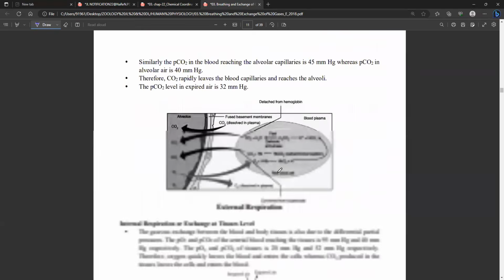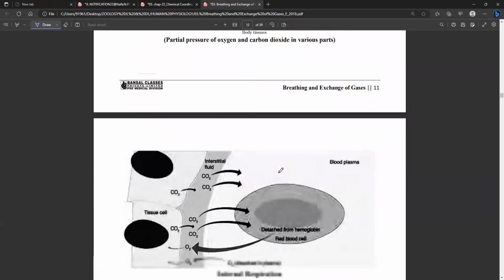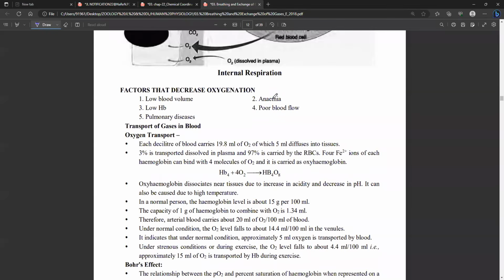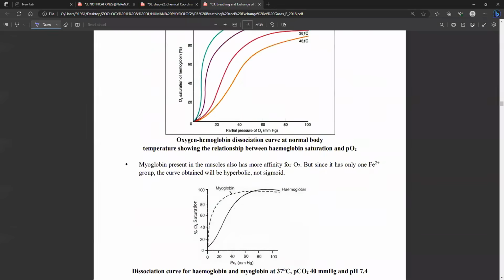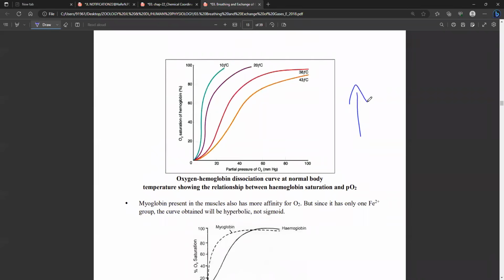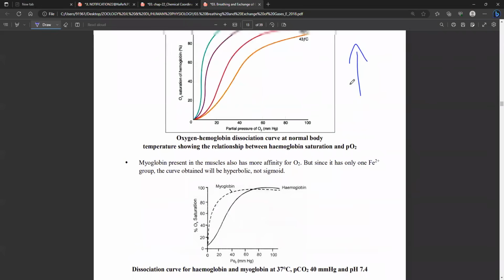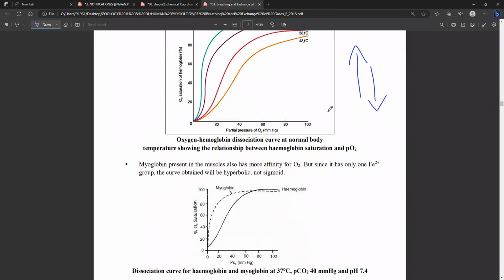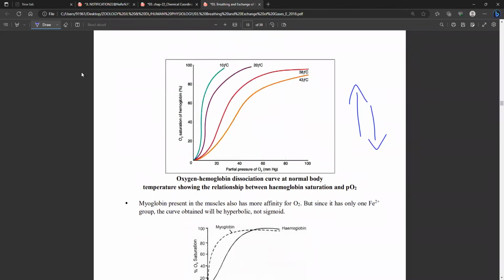After that, what is the most important? I told you, friends, the oxygen hemoglobin dissociation curve. This is very important, friends. They can ask you very simple questions. What happens if the temperature increases? What happens to the oxygen hemoglobin dissociation curve? What happens if the temperature decreases? Whether the curve shifts right or left? What happens if the concentration of carbon dioxide is more?